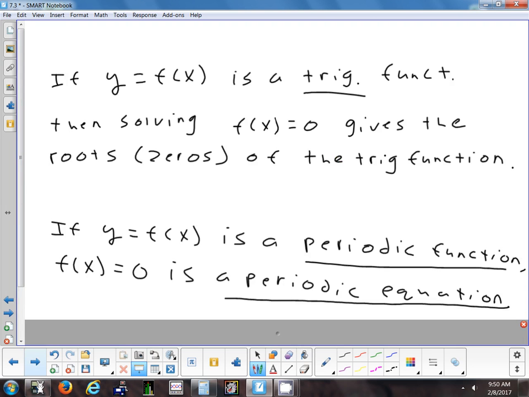And I just want you to also remember this idea, that if you have a function that's periodic, and you set it equal to 0, well, now you're solving an equation that's periodic. Okay, so periodic, for us, basically means it has a trig function in it. Anything that repeats itself is periodic.